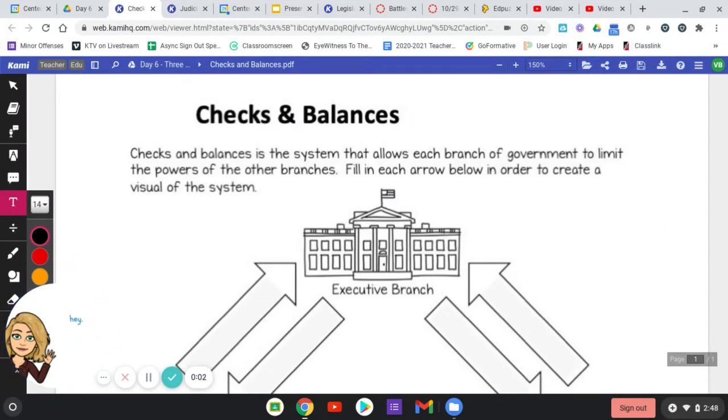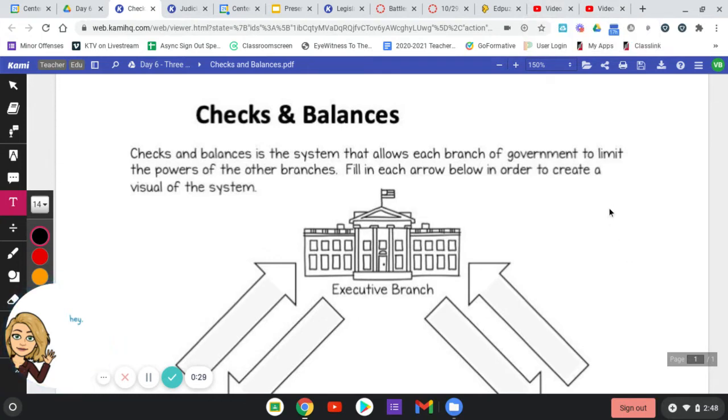Notes activity in this series is called checks and balances. So today we're going to learn about how all three branches of government check and balance each other so that not one branch of government has too much power or goes rogue. So this is going to be our final video in this series for parts of the government.